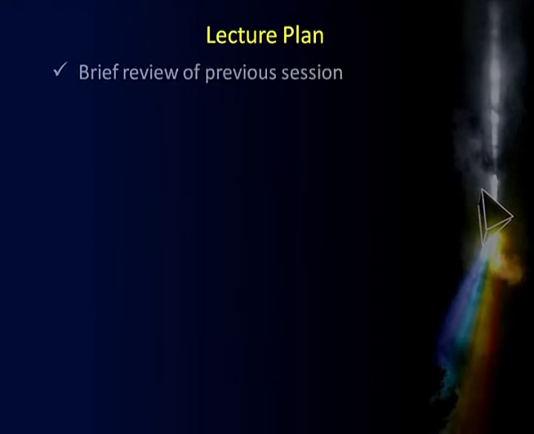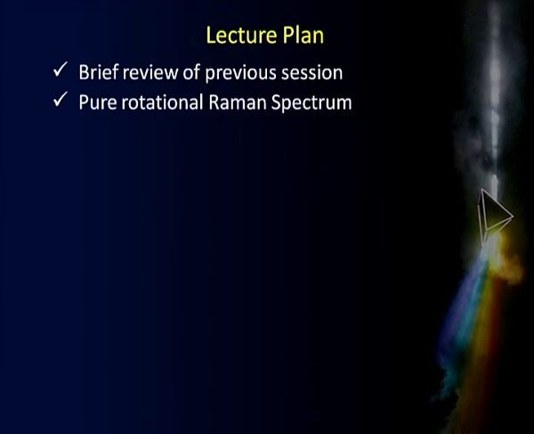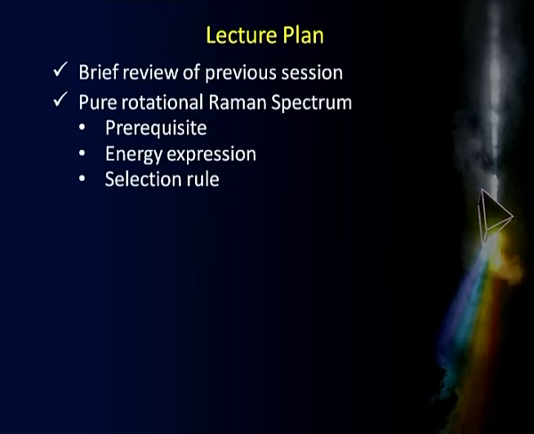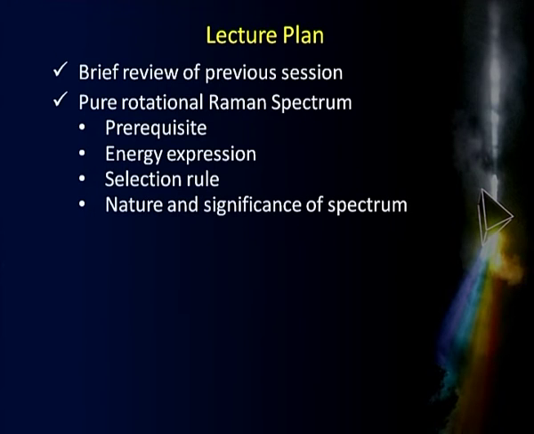To begin with, we will recall what we did in the previous session about the basics of Raman spectroscopy. Thereafter, we will have a discussion on the pure rotational Raman spectrum. We will start with the prerequisites for such a spectrum to be observed. This will be followed by the kind of energy expression we come across, then the selection rule. It will be followed by the kind of spectra we get and the implication or significance of that spectrum.